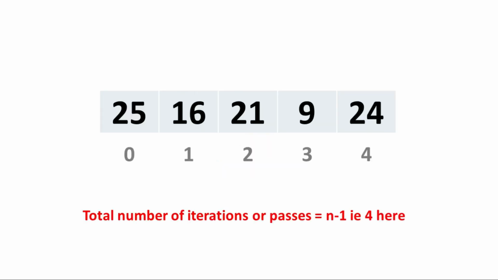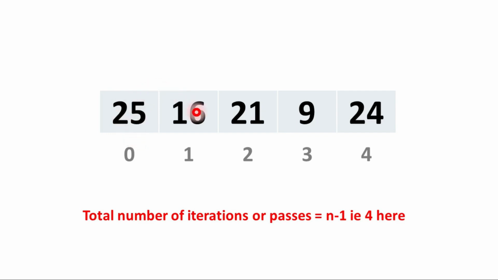Let's start. I've taken an array of 5 elements with completely unordered elements. The index positions of this array start at 0 and end at 4, and the total number of elements is 5. Bubble sort works with adjacency. Adjacent elements are compared. For example, at each iteration, I'll compare adjacent elements.